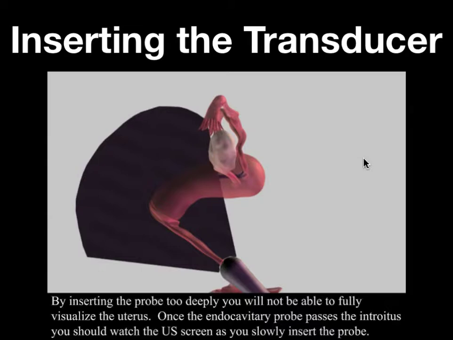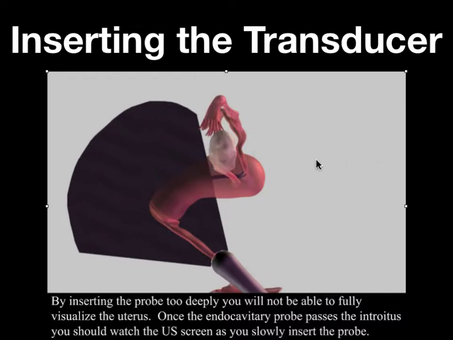So once the endocavitary probe passes the introitus, watch the ultrasound screen as you slowly insert the transducer. Based on your pelvic exam and or transabdominal exam, you should have an idea as to whether or not the uterus is tilted from one side or the other, and this may also be helpful information.